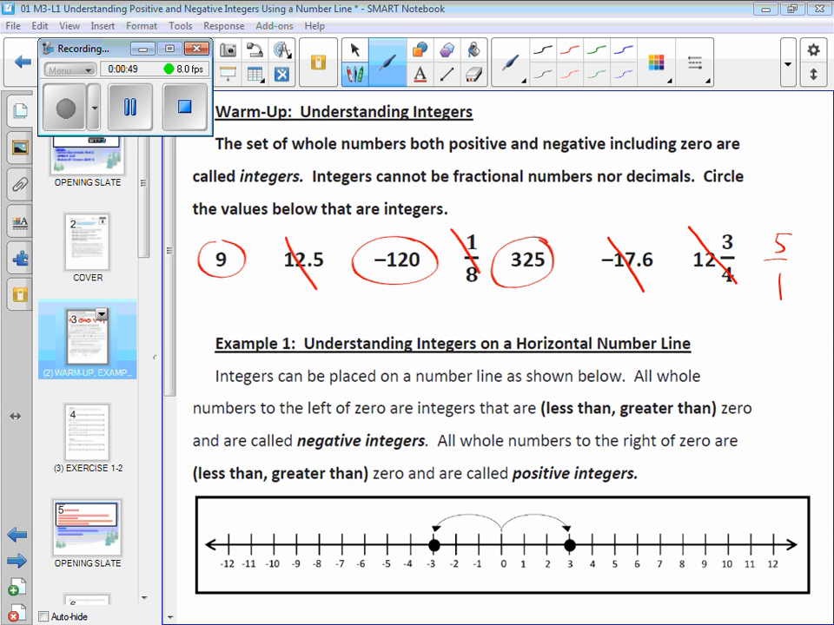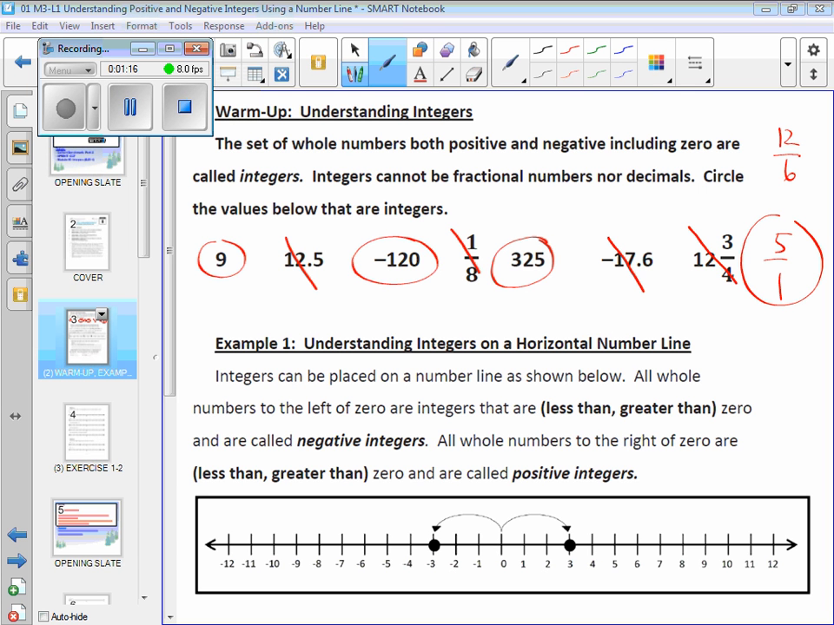5/1. Yes, because if you can simplify it into an integer, you're still going to want to circle it. Okay? So don't automatically assume all fractions are not going to be integers. I can also do this too. Ready? 12/6. It's equal to 2, so technically, since it has a value of 2, it would be an integer.